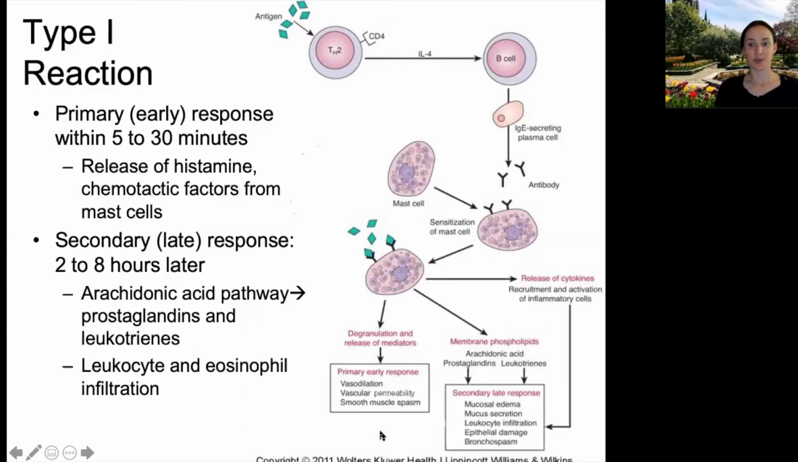So the symptoms are going to differ here. Our primary early response is going to involve vasodilation, vascular permeability with swelling, and smooth muscle spasm. Over here, we have the late response, where there's going to be mucosal edema, swelling in the lips, mucus secretion, leukocyte infiltration, epithelial damage, and bronchospasm.